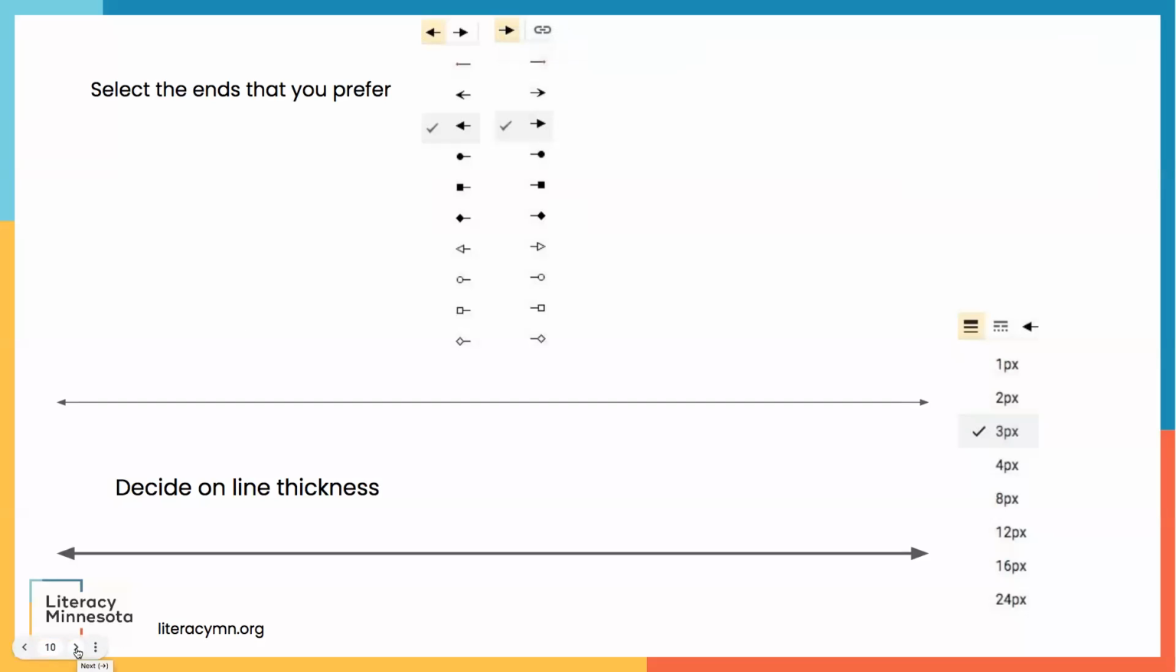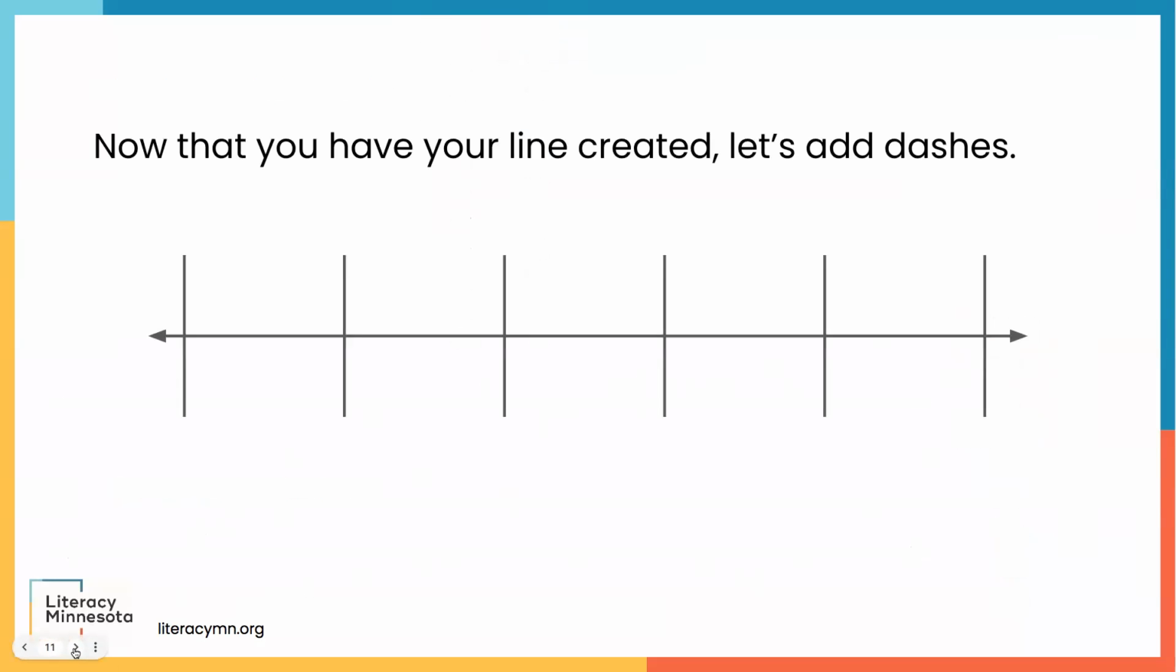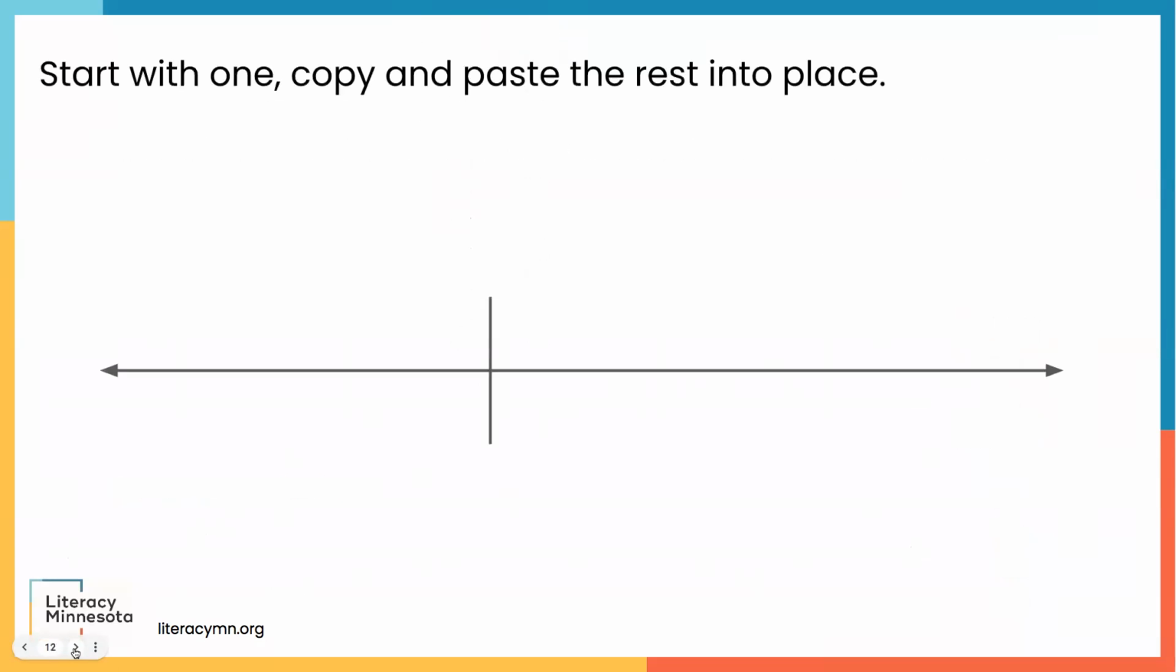And then you can choose your line thickness. Right next to the tabs, you can see the little dotted lines, the little hamburger. You can choose how thick you want your line depending on how you prefer it. Once you have your number line created, then you can start creating dashes. You'll just make one little mini line and then copy and paste the rest into place.